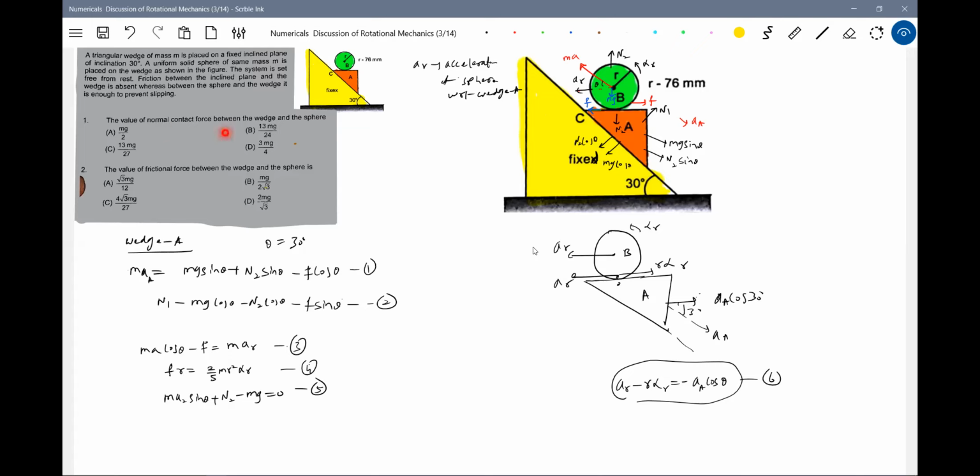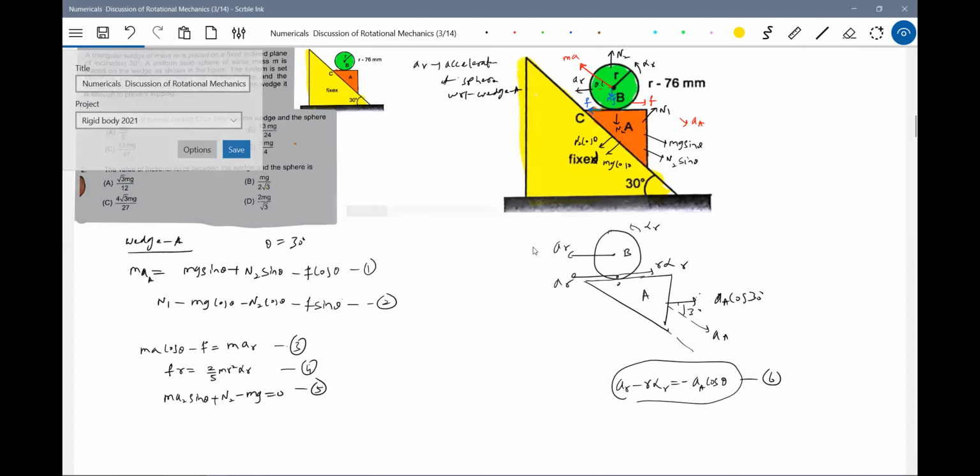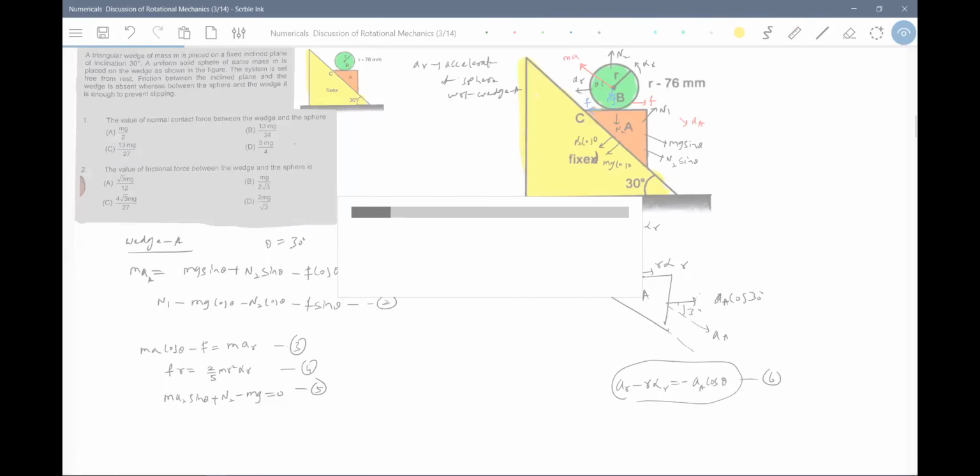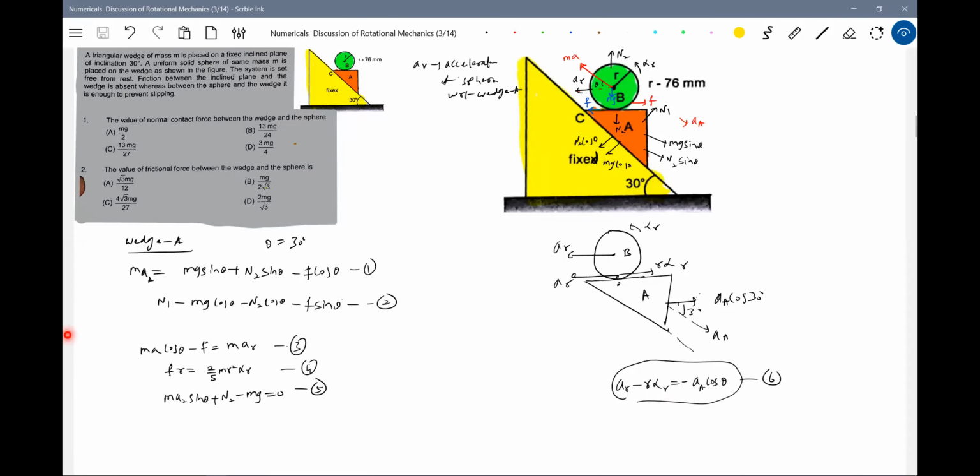Value of normal contact force between the wedge and sphere. I think it is asking to get the N2. N1 is not needed. It is asking anyway. This equation 2 is of no use. Substitute 1, 3, 4, 5 here. You have to work out. I'll slide down. I'll take the next question.